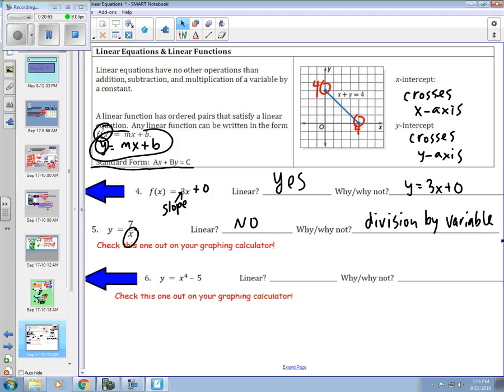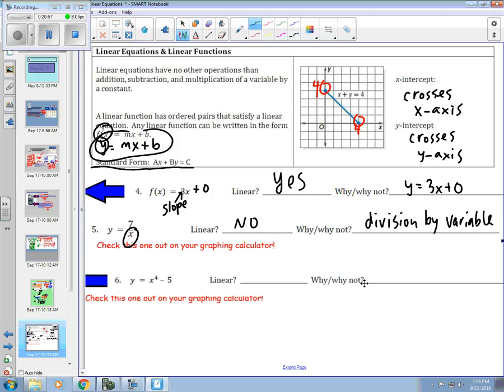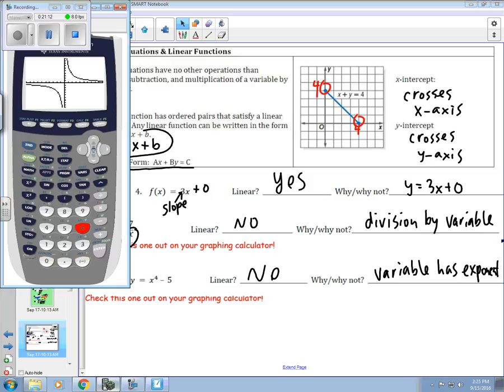Let's look at one last one. Number 6, is this one linear? We would say on this one, no as well. The reason, the variable has an exponent. If you start dealing with exponents on variables, it's not going to be linear. We'll talk about these later in the year. If you graph it, we can tell too.